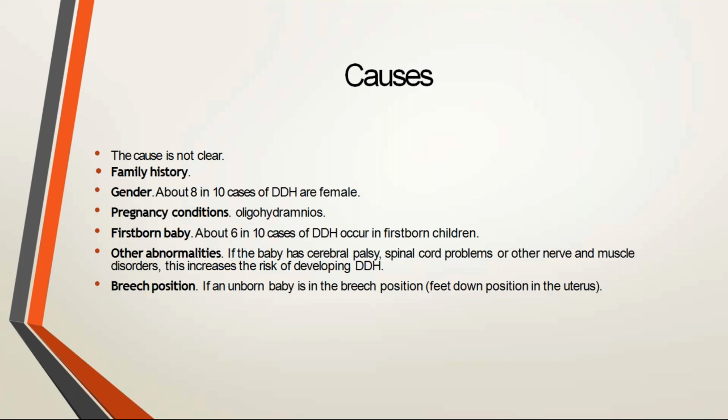Pregnancy conditions like oligohydramnios tend to increase the incidence of DDH. And it is known that first-born babies are more commonly affected by DDH. Any congenital abnormality is more common in the first-born child. Mostly DDH babies are more associated with other abnormalities like cerebral palsy, spinal cord problems, and other nerve and muscle disorders. Breech position is one position which increases the incidence of DDH in babies.